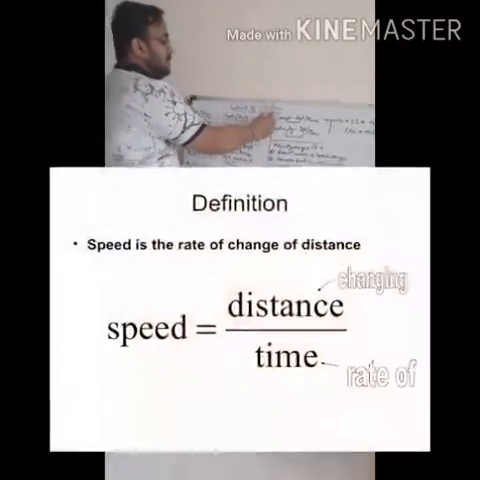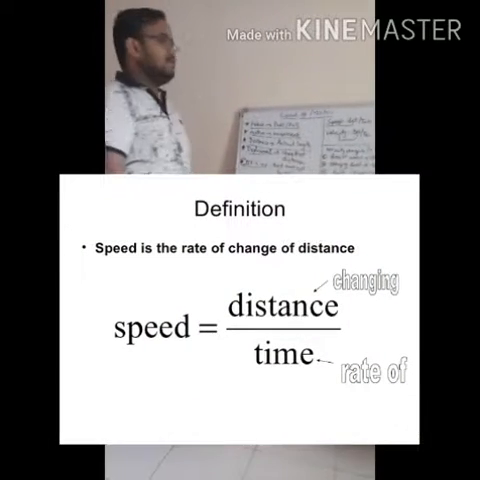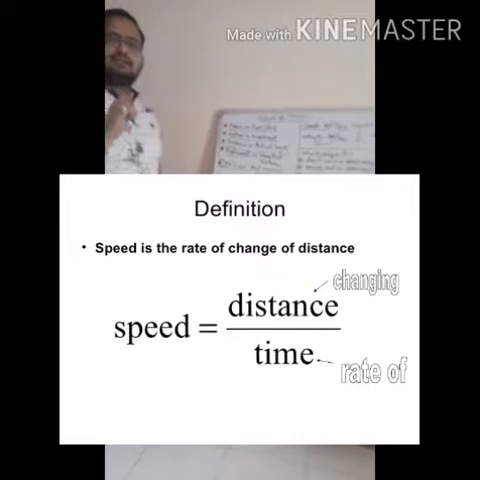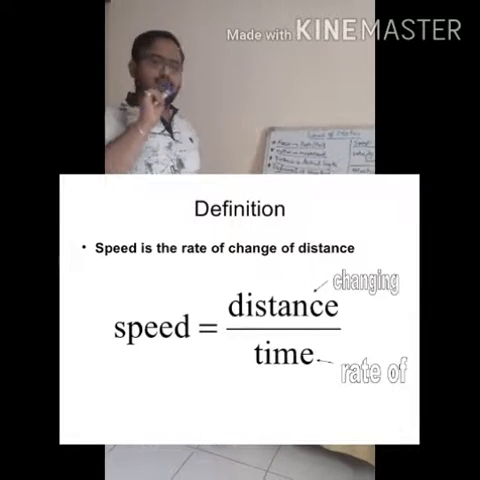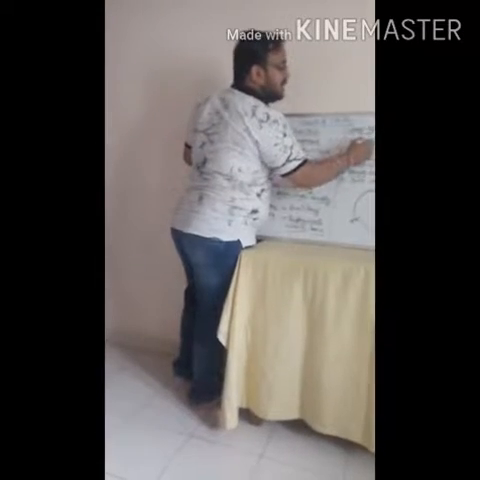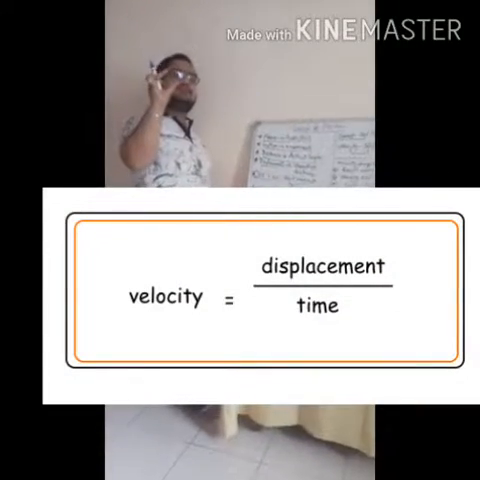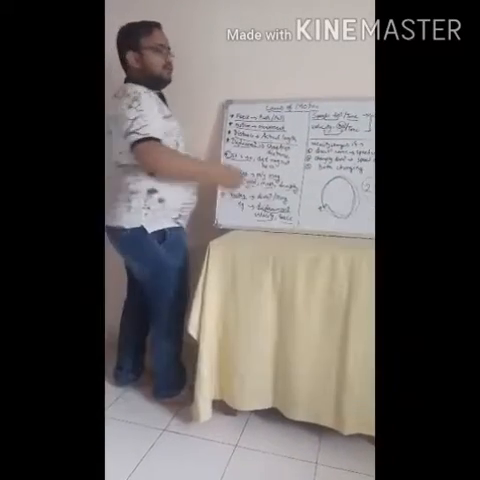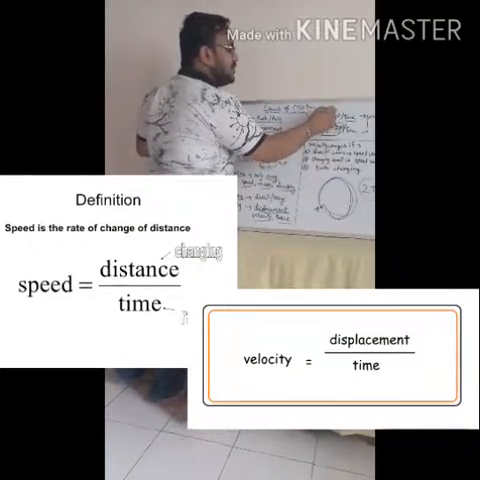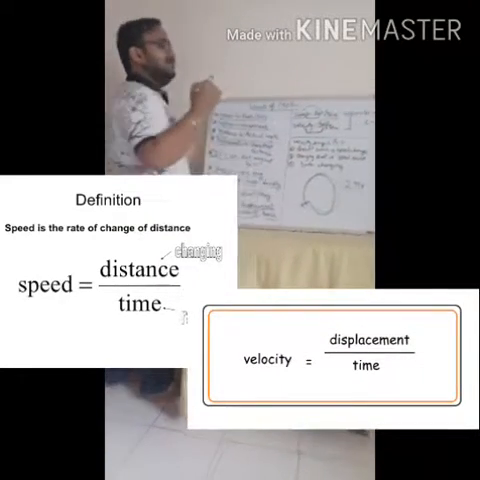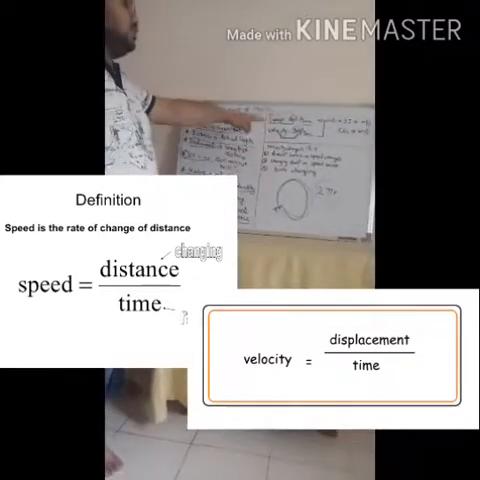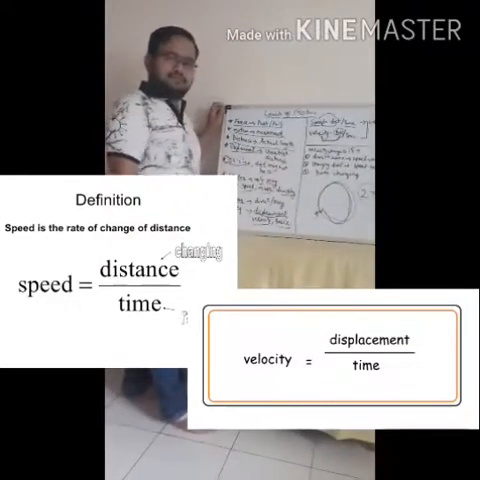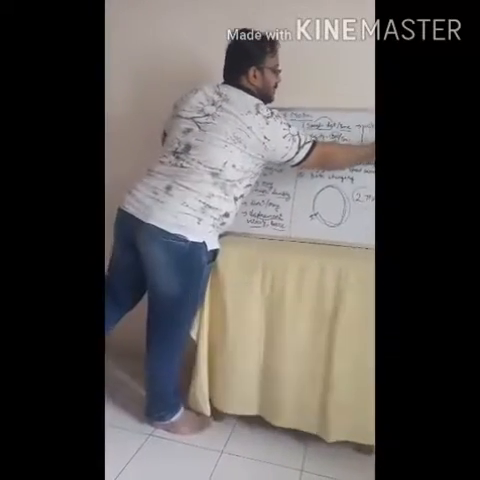Now we'll go to speed. What is speed? Speed is distance travelled per unit time. And velocity is displacement occurring per unit time. How much displacement occurs per unit time is called velocity. Speed is related to distance and velocity is related to displacement. The units of speed and velocity in SI system are meter per second, and in CGS system, centimeter per second.